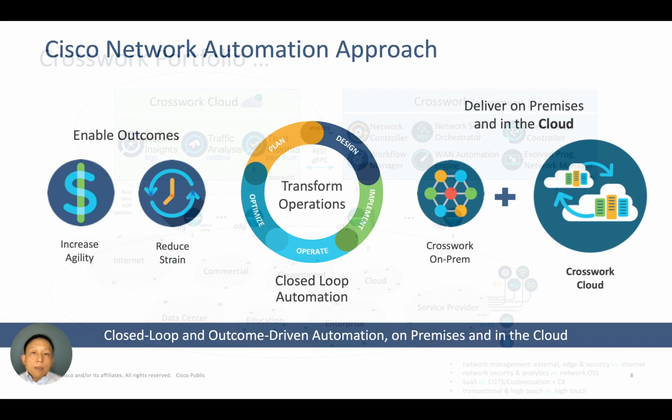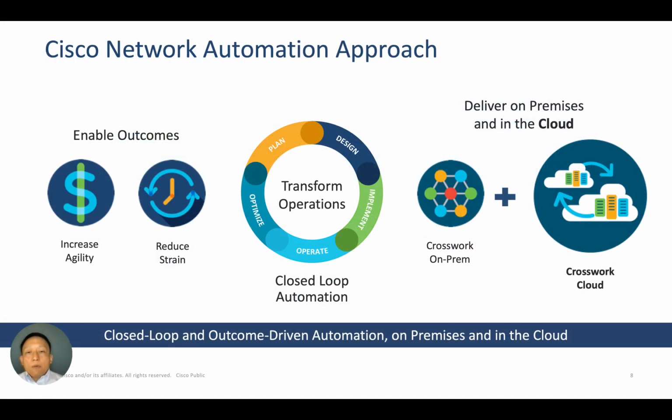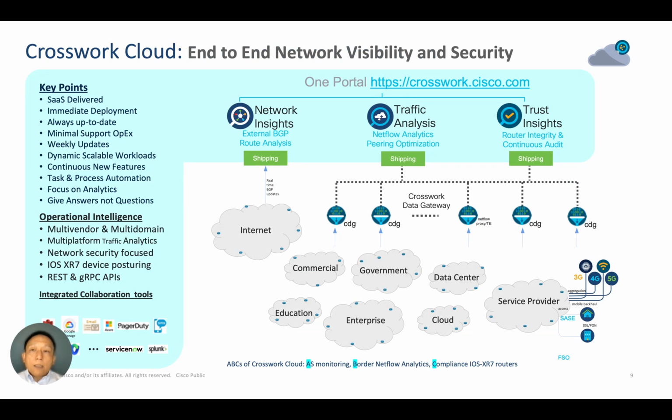Okay, so why do we have two sets of solutions? Because one of the biggest things that we try to do is closed loop automation. That's the circle right in the middle, transforming operations, and that involves the Crosswork on-prem solution plus the Crosswork Cloud solution. I made the circle on the right-hand side a little bit bigger so that you can see that. This increases customers' agility and reduces strain. This is the best of both worlds and really helps customers accomplish closed loop automation. Not just automate, but have a closed loop so that you can go full circle in that sense.